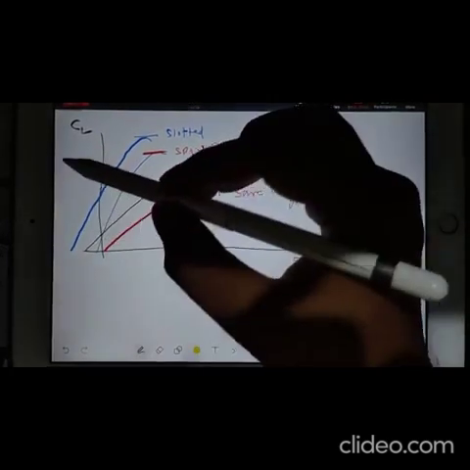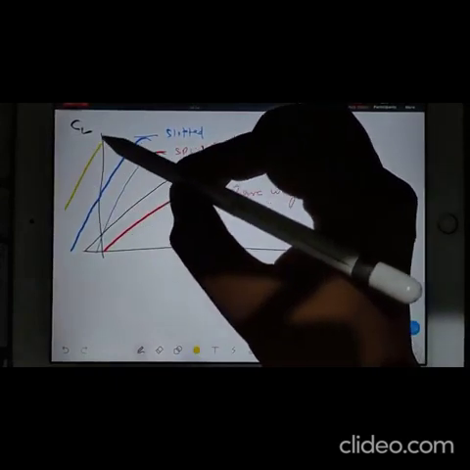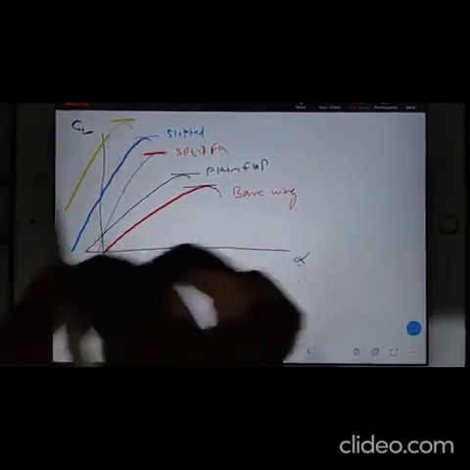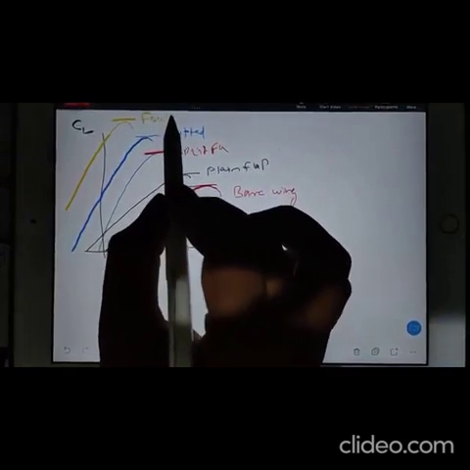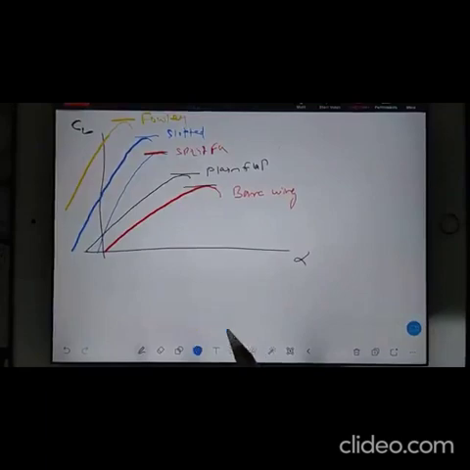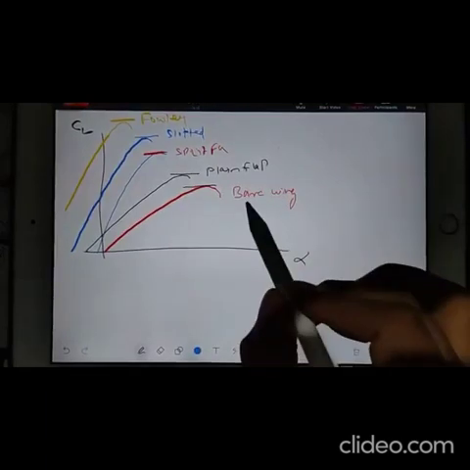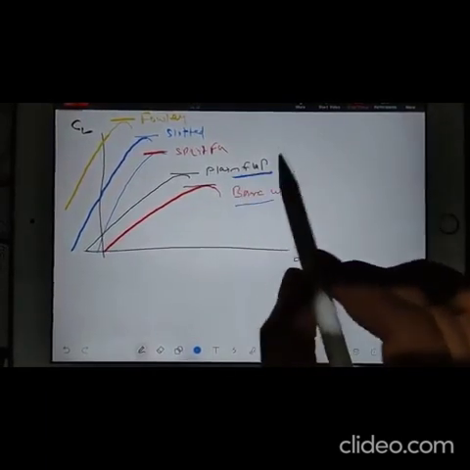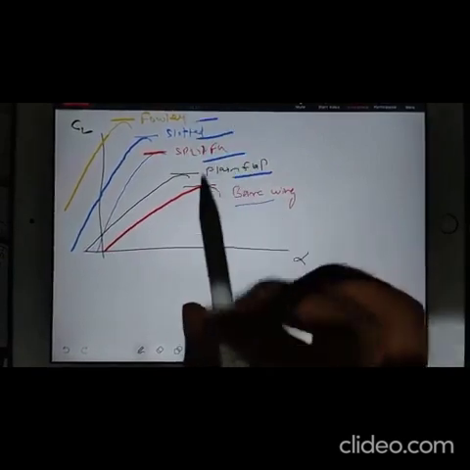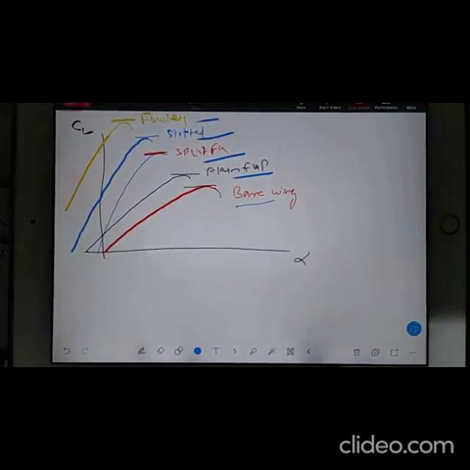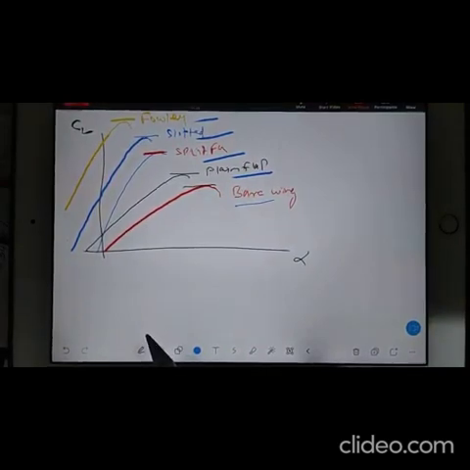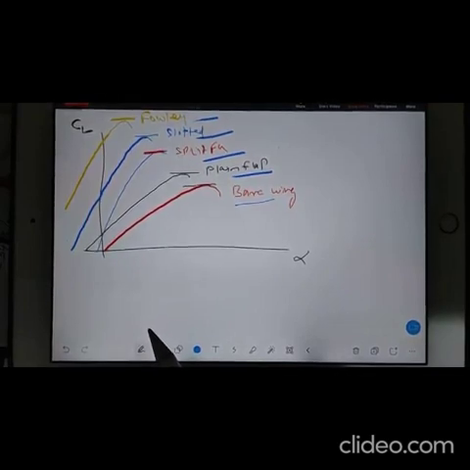I'm using yellow color. So in case of fowler, it will go like this. Again you have extra CL, so you write the name fowler. So here we are not operating, here we are operating plain, split, slotted, fowler. And in the same way they will produce drag also. More lift means more drag.